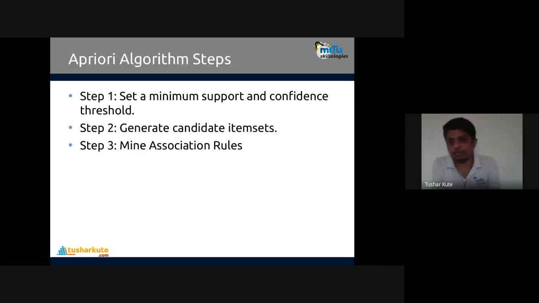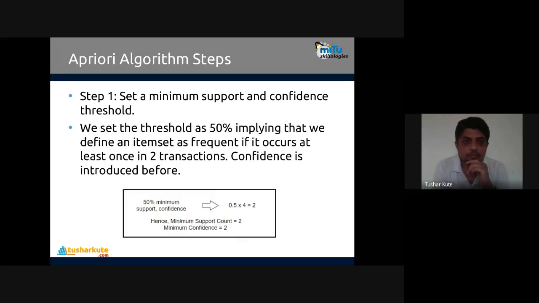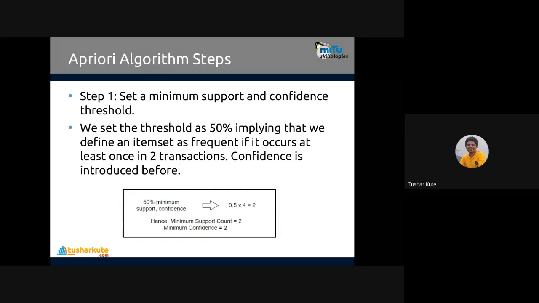Association rule mining will take 3 steps. First, set the minimum support and confidence threshold, then generate the candidate item sets, and third, mine the association rules. Simple. But remember, inside it, some more technical steps need to be carried out to generate the rules. First, set the minimum support and confidence threshold. Minimum support means the minimum amount of time the item or set of items should be present. And confidence also will be set, like 50% confidence.